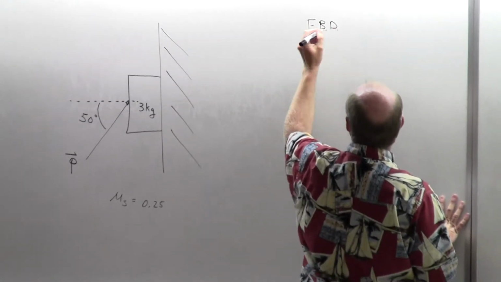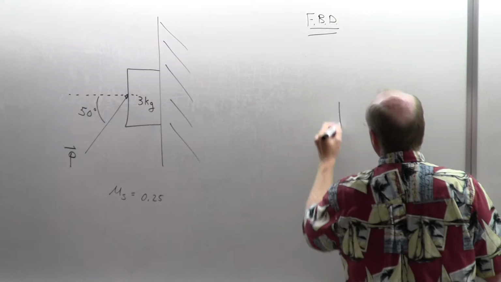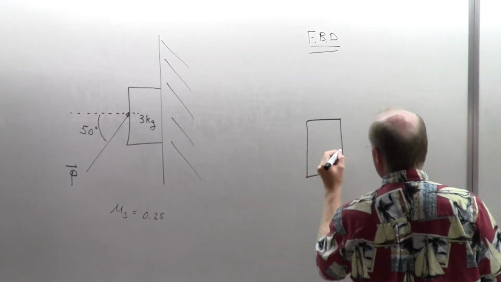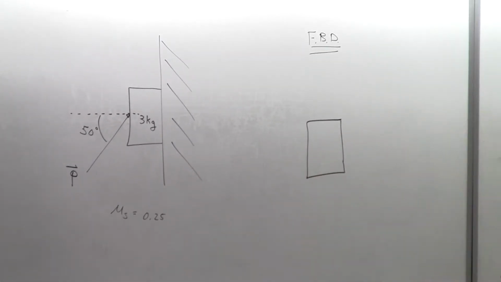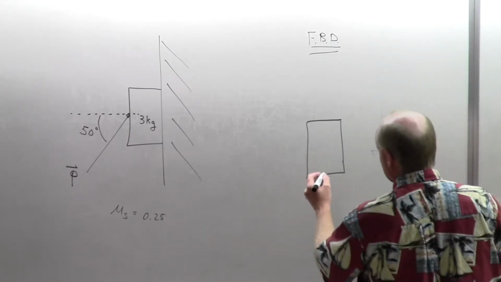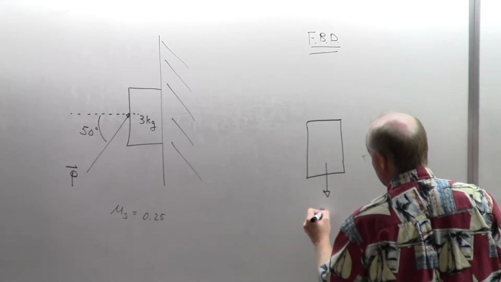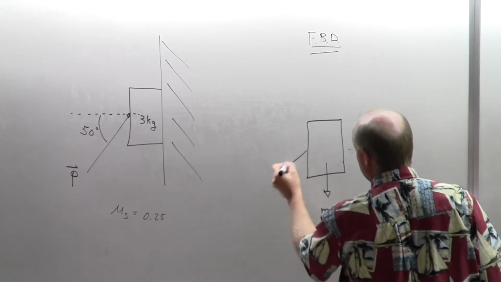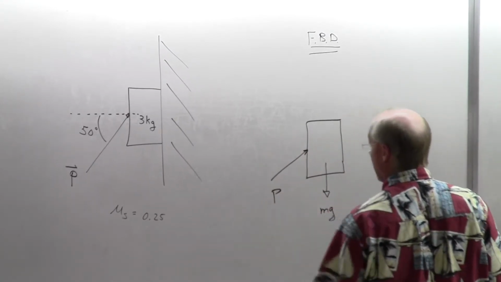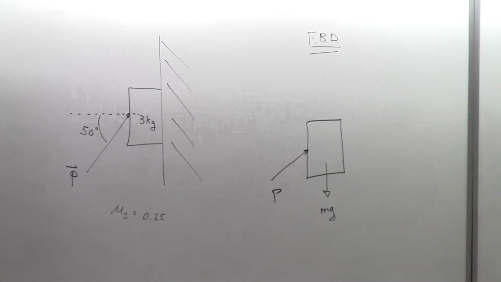Free body diagram. All right, so here's the object. Ooh, do you see the forces on this one? What are they? Okay. mg for gravity, I heard that one, and I heard P for push. Good. I'm with you on that. Any others? Friction, the normal force from the wall.